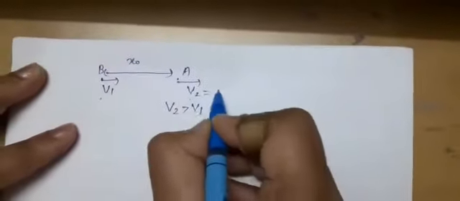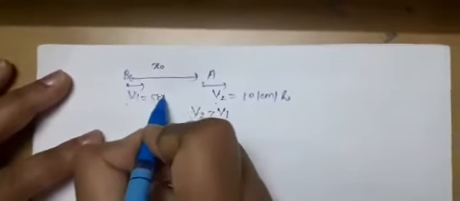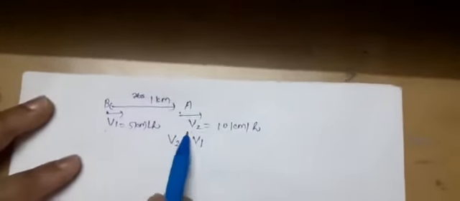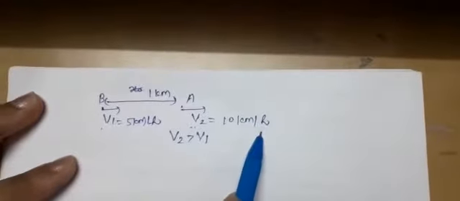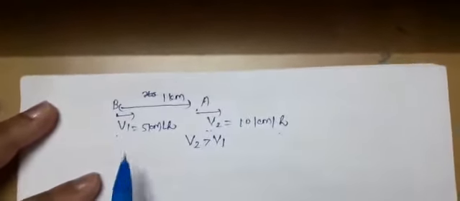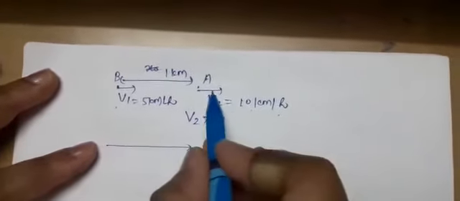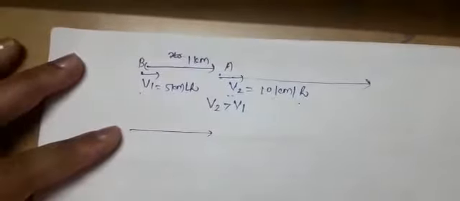Suppose, let me take one example, that it is 10 km per hour and it is 5 km per hour, and the separation, suppose we are taking 1 kilometer between these two, right? So if it is moving faster, then obviously the distance covered by it will be more as compared to this, so it will move and it will cover the distance smaller as compared to distance covered by body A.